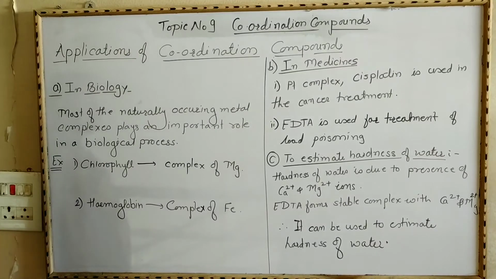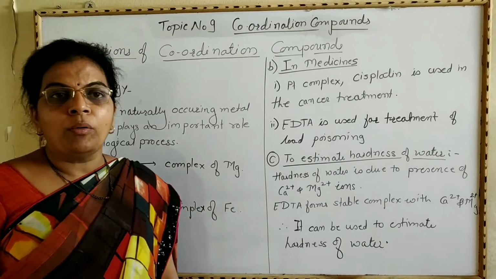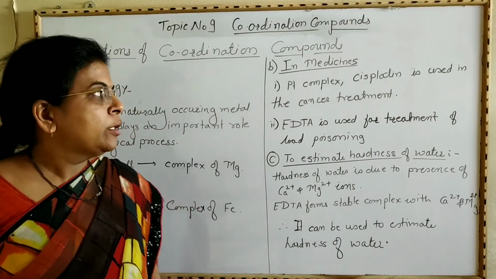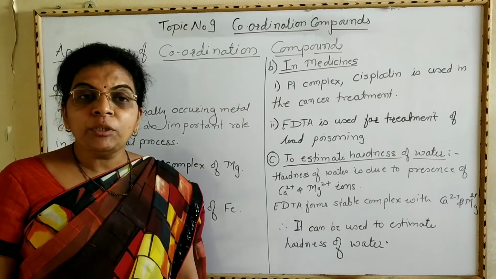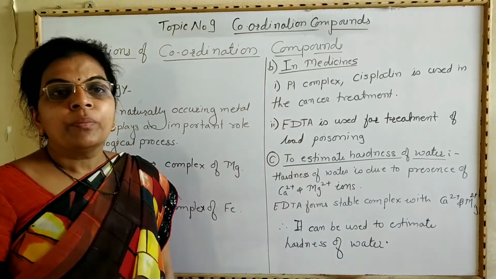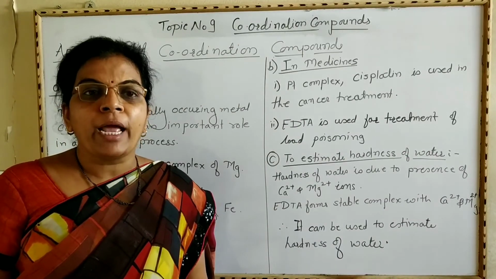Next, in medicines. Most of the complex compounds are applicable in the medical field. Here first is cisplatin. Cisplatin is a complex of platinum. This cisplatin is used in the treatment of cancer.